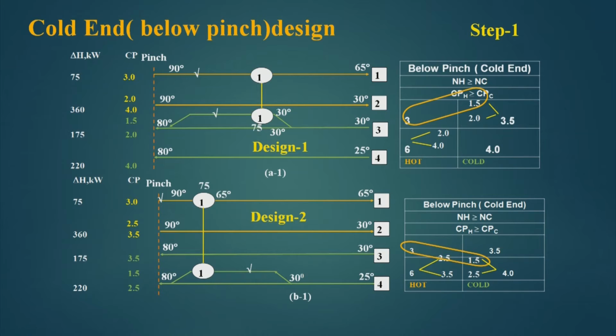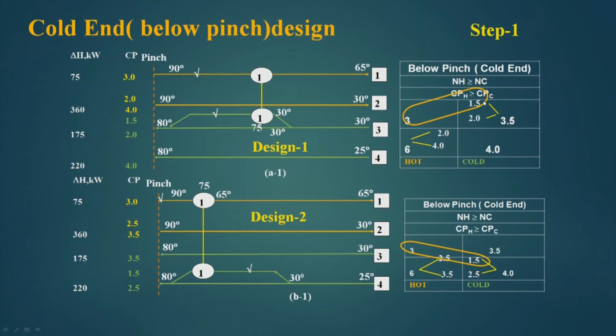Now, that problem can be eliminated by splitting the streams. We also see in the last, in design 1 dash and design 2 dash, what can be done without splitting. So, to solve this, let us split this 3.5 stream into 2 parts, 1.5 and 2.0. Here this 3.5 stream has been split into 2 parts, this is 2.0 and this is 1.0.